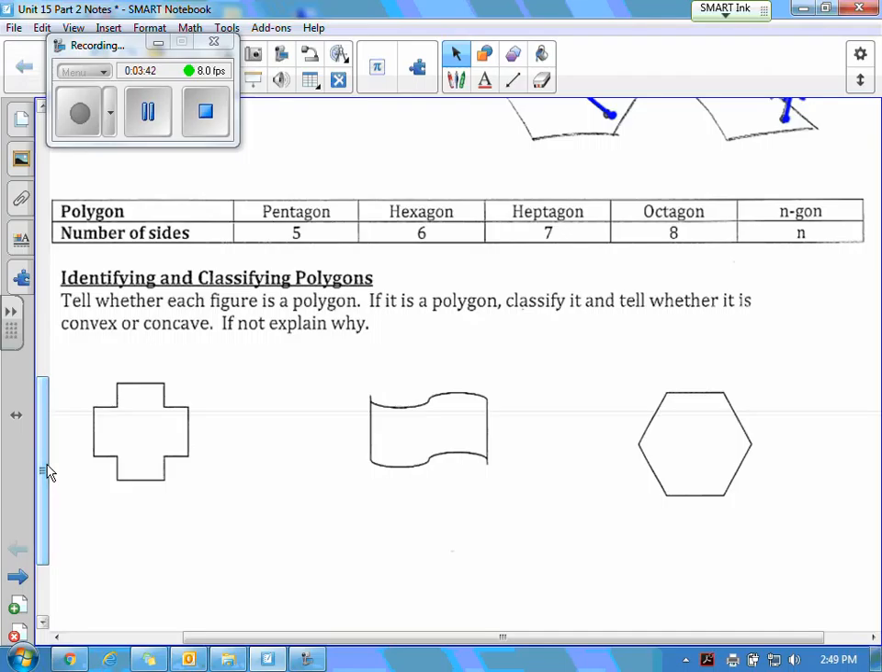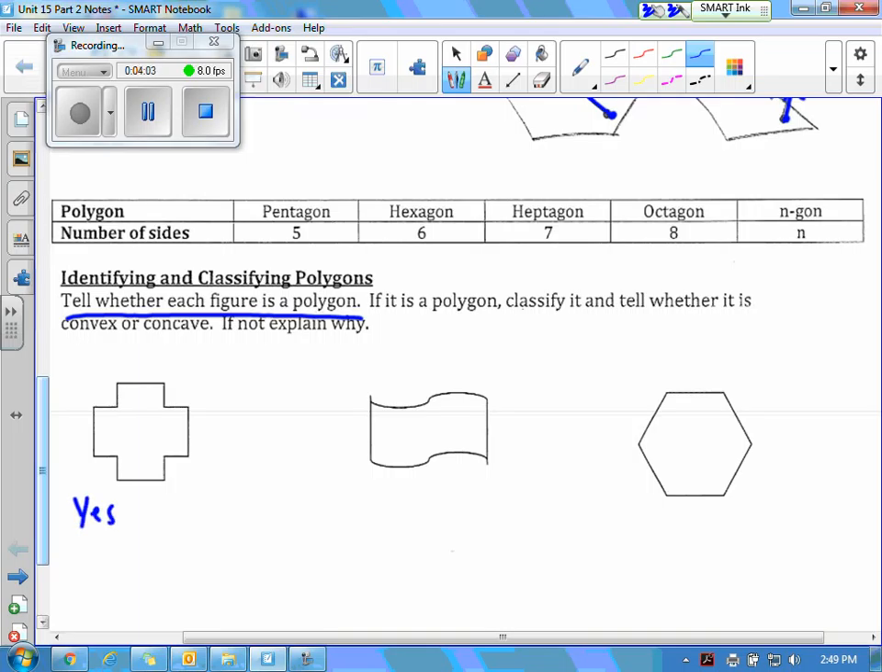For this bottom part, it says tell whether each figure is a polygon. If it is a polygon, classify it and tell whether it is convex or concave. If not, explain why. There's a lot going on here. First thing, tell whether the figure is a polygon. This first one, yes, is a polygon. All the lines are segments. They only intersect at their endpoints. It's closed. There are no gaps in it. So it's going to be a polygon.